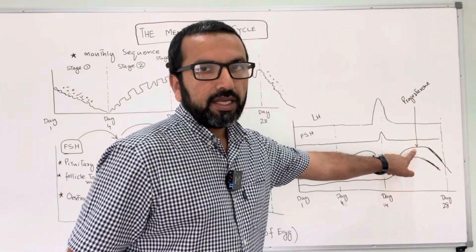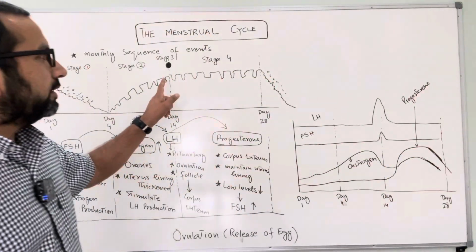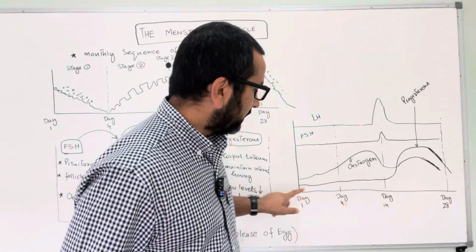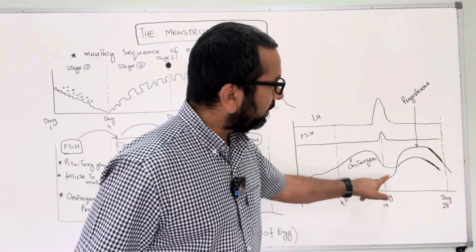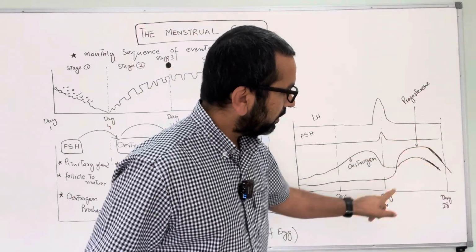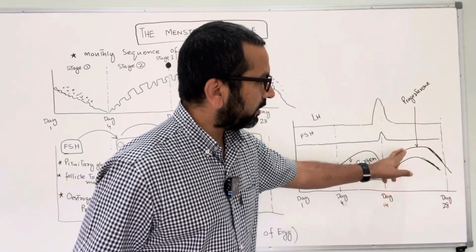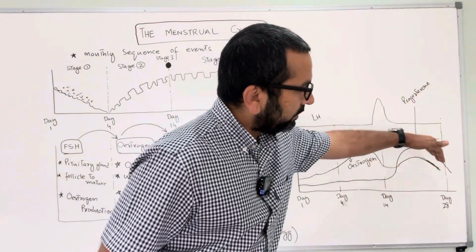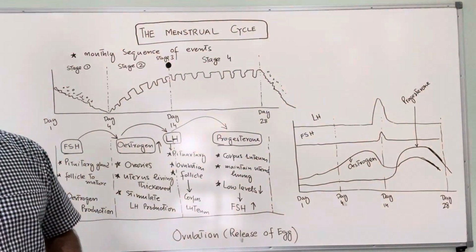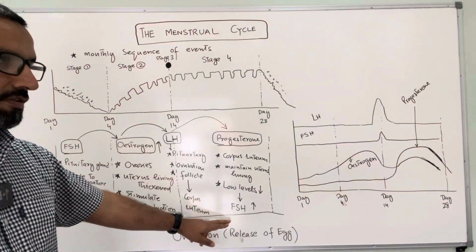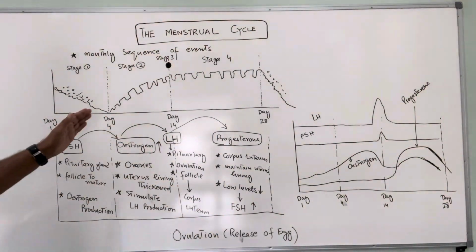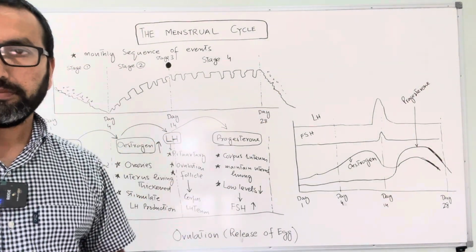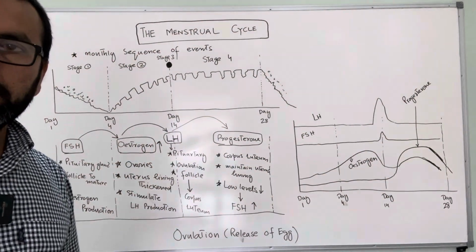Progesterone is involved in maintaining the uterus lining during stage 4. So you will see that it is low all the way, and from day 14 to day 28 the levels of progesterone will remain high, and when the levels decrease, that will cause high levels of FSH, the breakdown of the uterus lining and the start of the second cycle. I hope you will understand. Thank you.